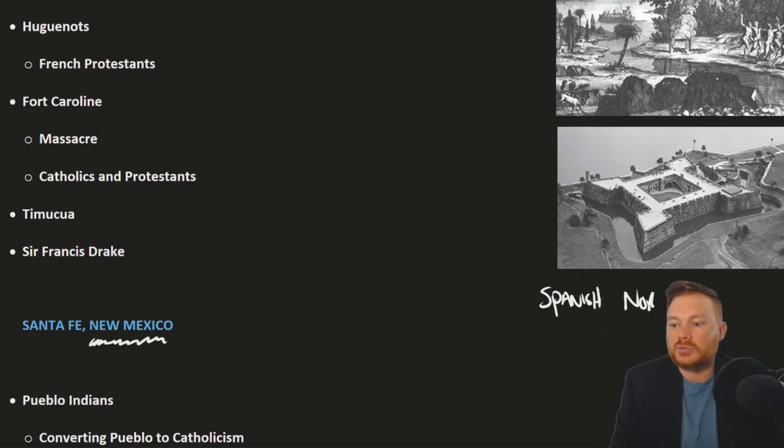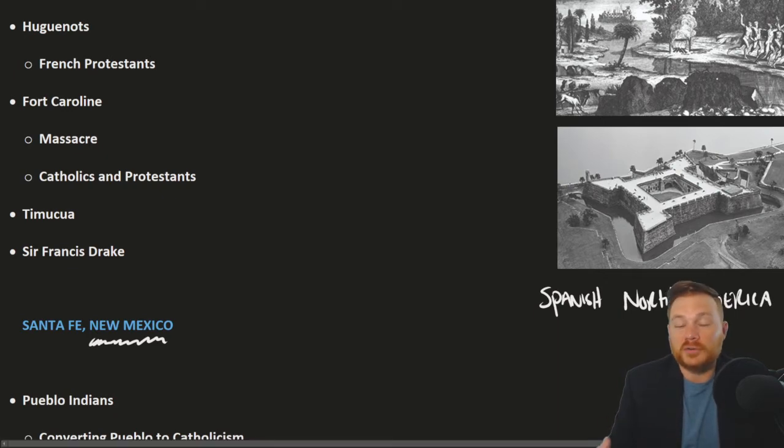North America, because recall the capital of New Spain is Mexico City. And for the most part, much of the silver and the wealth that Spain got out of the New World is coming from Mexico, Central America, the silver mines there. So the Spanish don't really have a big presence in North America, but they certainly have one. Spanish North America equals Florida and New Mexico, right?